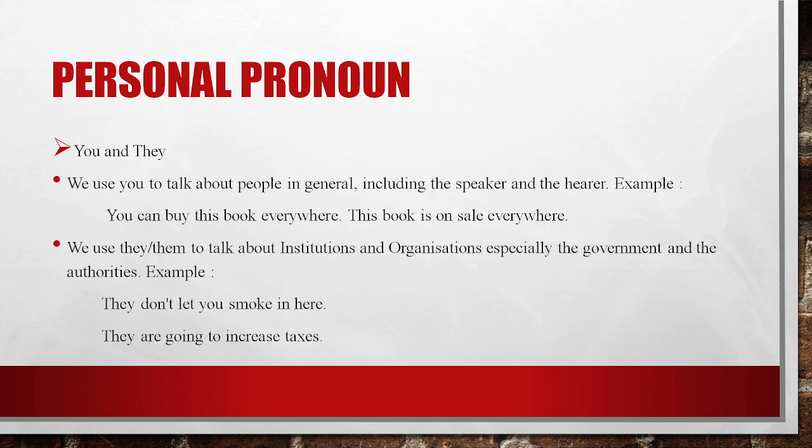Next, you and they. We use you to talk about people in general, including the speaker and the hearer. You can buy this book everywhere. This book is on sale everywhere. We use they or them to talk about institutions and organizations, especially the government and the authorities. They don't let you smoke in here. They are going to increase taxes.